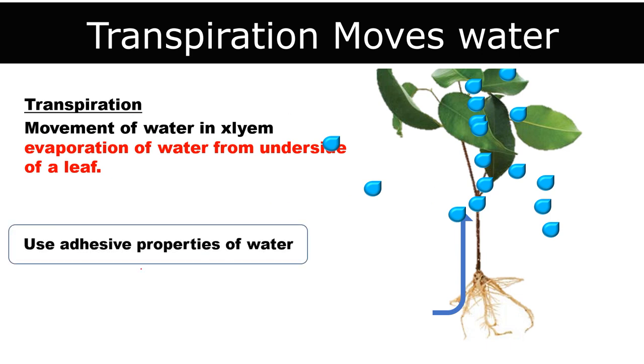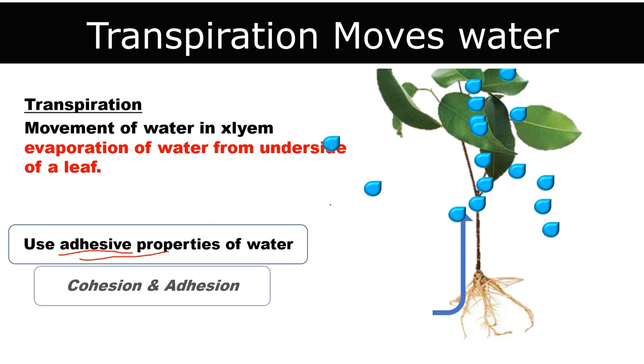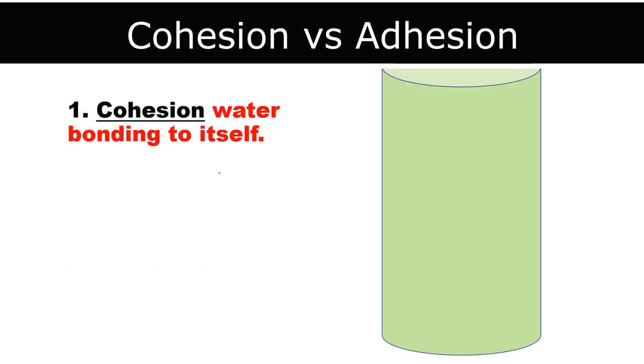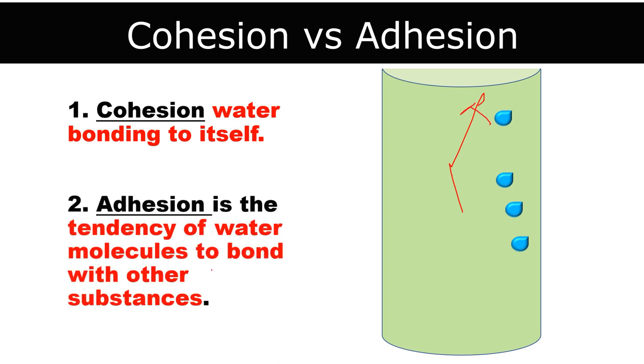And the reason that it works is because we're making use of the adhesive properties of water. Back in 2.2, we talked about adhesive properties, cohesion and adhesion. So just a reminder that cohesion is water bonding to itself. So water likes to make little chains. If I pull on one chain, the rest of the water is going to follow with it. Versus adhesion is a tendency of water to stick to another polar substance. So you know that if you stick your hand in water, some of that water is going to stick to you. So that's water adhering to you.